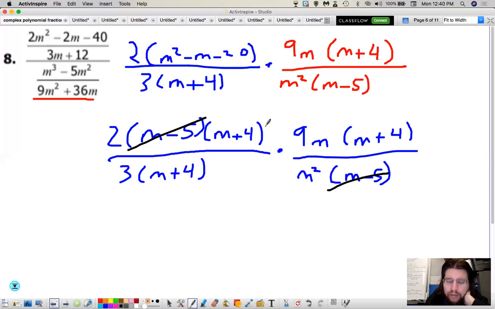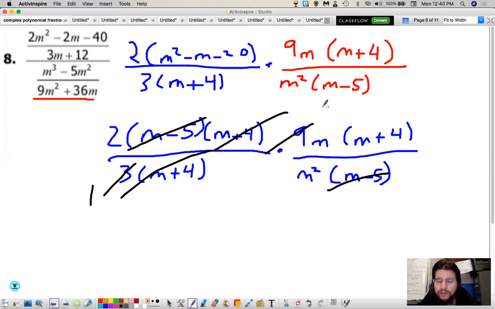Pick an m plus 4. Eeny, meeny, miny, doesn't matter. Cancel it out. 9 divided by 3 is 3. 3 divided by 3 is 1. Okay.